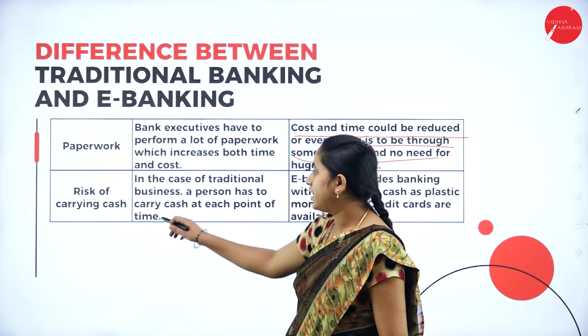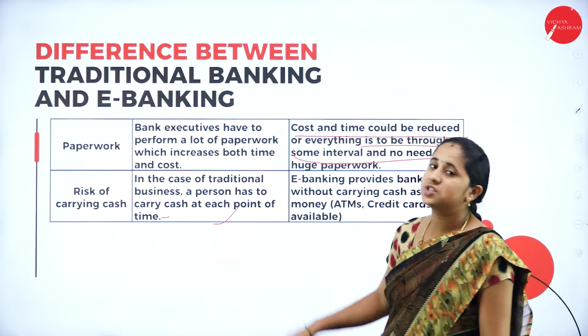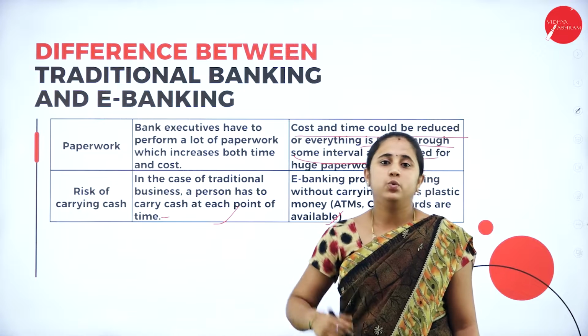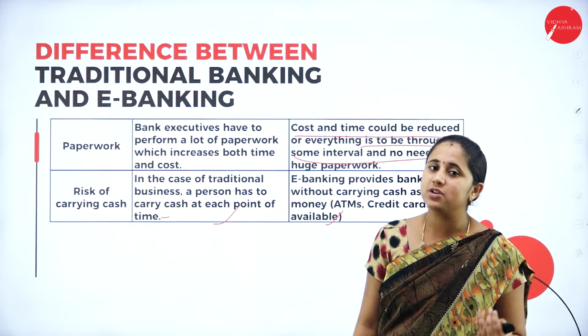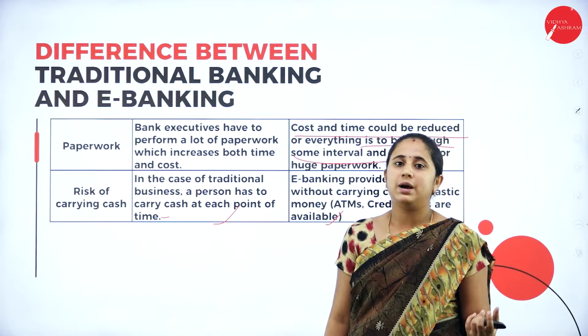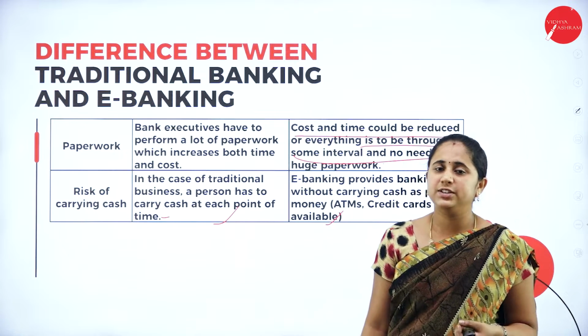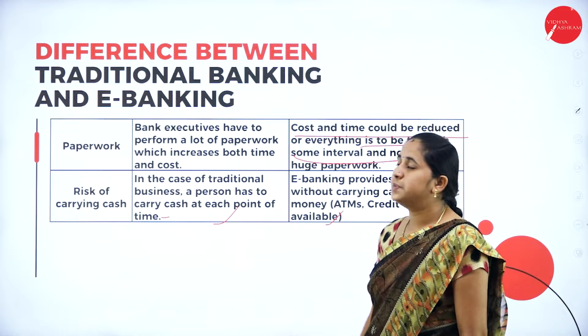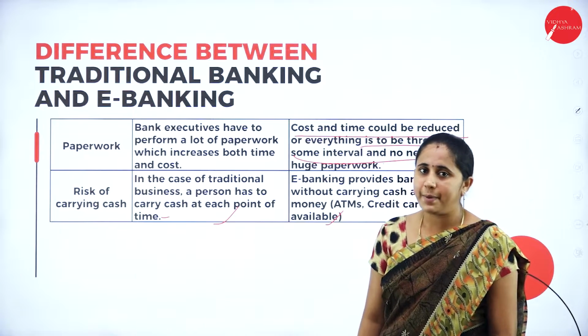Next one, risk of carrying cash. Risk of carrying cash is high in traditional banking. In e-banking, risk of carrying cash is very less. So you need not carry the cash, so that through the mobile phone or computer, through internet, you can transfer the fund and make payment and deposit your money. So these all are the differences between traditional banking and e-banking.